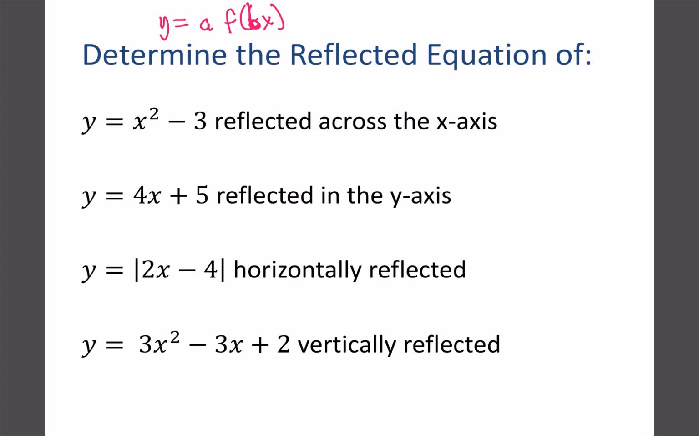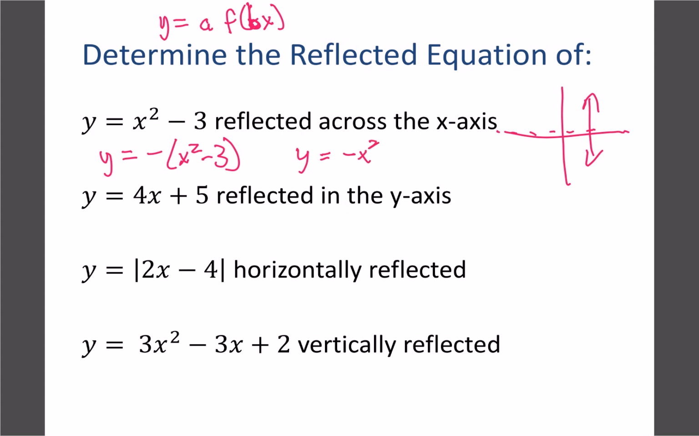So for this first equation, we got reflected across the x-axis. So that's going to be a vertical reflection. So our equation should just have our negative out front. So once you put the negative out front, you can see that would be our equation. Just negative, put everything in brackets, and we can simplify that a little bit. Just get rid of the brackets. Let's just FOIL things out. So we get negative x squared plus 3.